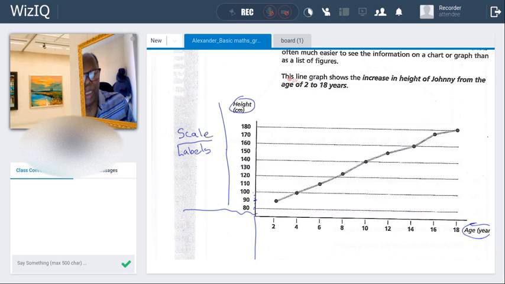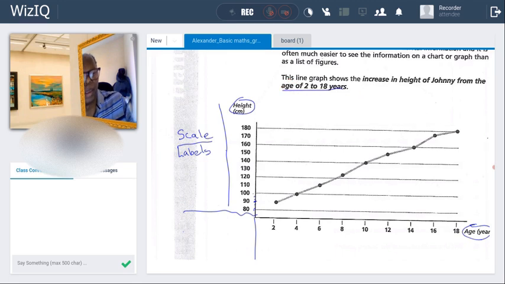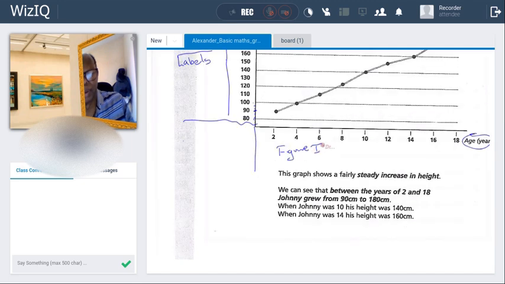So this one here, this label would have been here. It would have been figure or table 1, and then obviously it shows what this graph is showing: the ages from 2 to 18, or changes in the height as the age is increasing.